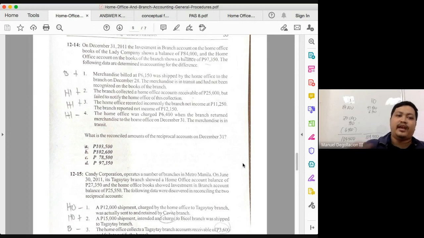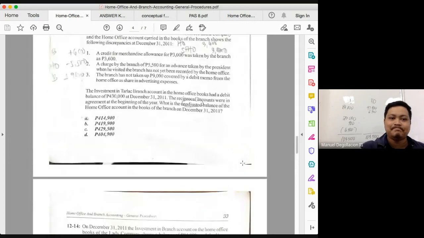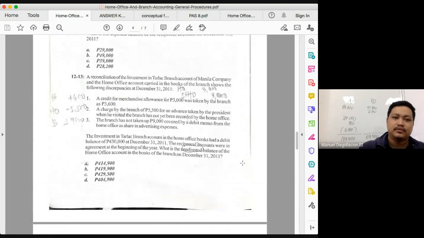Okay, and problem 14 is one of the problems that you should be welcoming because it's only asking for the reciprocal accounts, and there's a way for you to make sure that your answer is correct. But if we go back to problem 13, problem 13 is asking for the unadjusted balance of the home office account. And what is given?